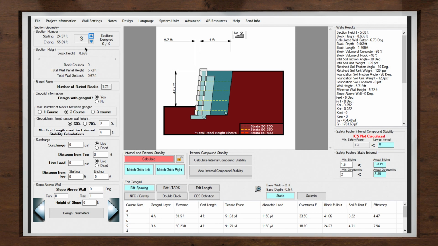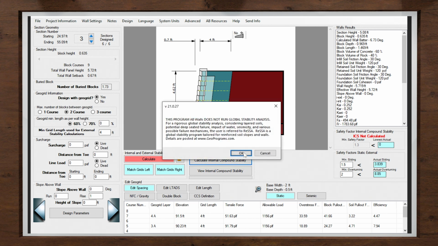To run internal compound stability in AB Walls, I first need a cross-section modeling site conditions. Following guidelines laid out in Allen Block's best practices, I have created a wall and have panel section 3 on our screen with the external stability already calculated. I want to then click Calculate Internal Compound Stability and then click OK on the reminder that internal compound stability is not the same as global stability.